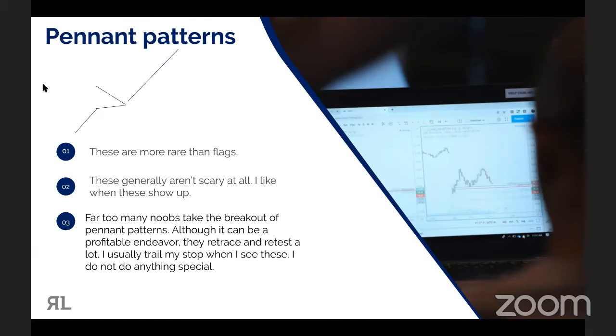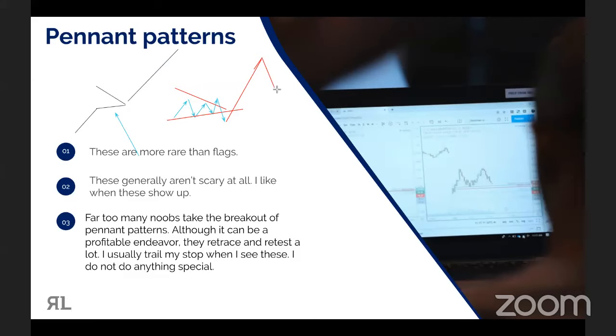This happened on Roku a few days ago. We were in a trade, a really nice pennant pattern formed. They're really not scary because they generally don't make lower lows. They just kind of hang out. They just kind of bounce around and don't do anything for a while. And you just have to wait. So you see some lows come in and you see some lower highs come in and they just don't really do anything. And then they kind of break out higher.